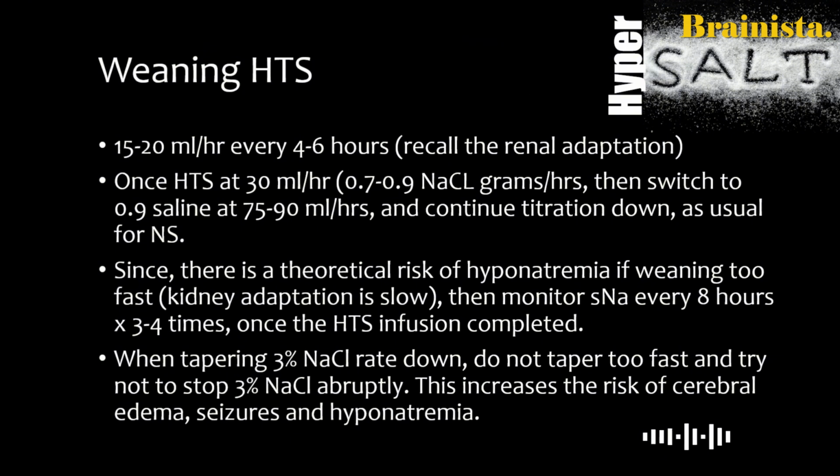To wean the hypertonic saline infusion, go slow, such as 15 to 20 milliliters per hour every 4 to 6 hours. Recall the renal adaptation. Once hypertonic saline is at 30 milliliters per hour, that is 0.7 to 0.9 grams of salt per hour, switch to 0.9% saline at 75 to 90 milliliters per hour, and continue titration down, as usual for normal saline. Since there is a theoretical risk of hyponatremia if weaning too fast, as kidney adaptation is slow, monitor serum sodium every 8 hours for 3 or 4 times, once the hypertonic saline infusion is completed.